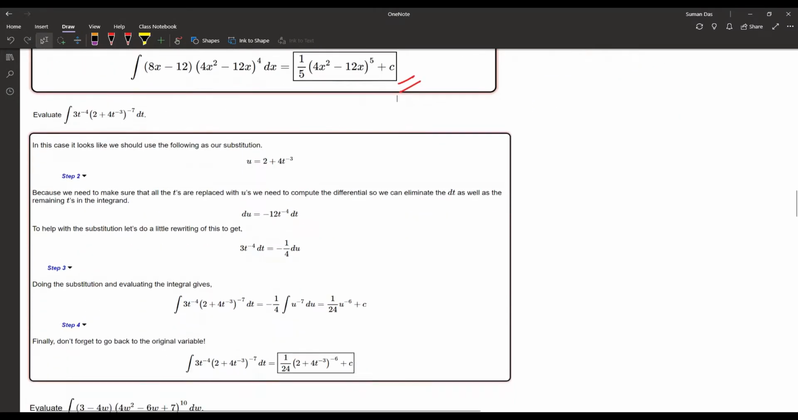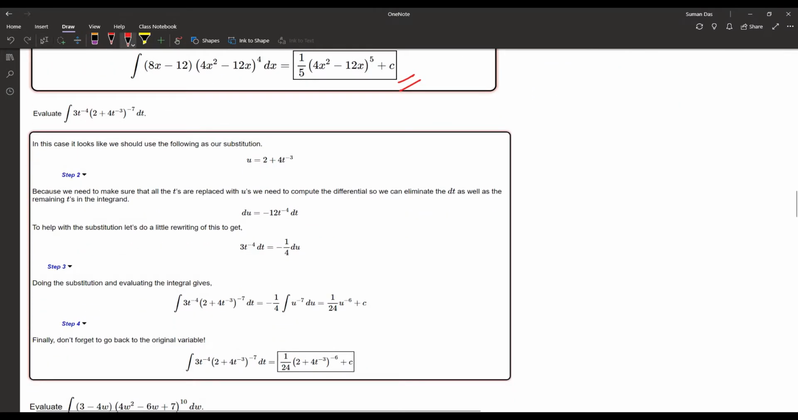Let's check the next problem. Here, integration of 3t to the power minus 4 into (2 plus 4 t to the power minus 3) to the power 4. So once again we are writing the problem, just changing the position of the functions. Here we are considering u is equal to 2 plus 4 t to the power minus 3.